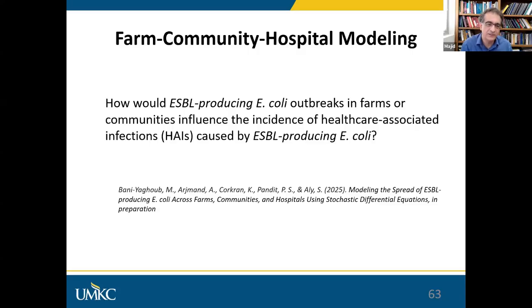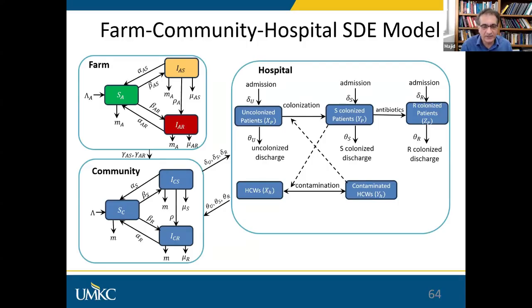So the question is, how would ESBL producing E. coli outbreaks in farms or communities influence the incidence of healthcare associated infections caused by ESBL producing E. coli? This is a diagram for the model that is basically showing how farm, community, and hospital can be connected to each other. We did not draw a connection between farm and hospital, despite other studies that show there is a weak connection, but we assume that that connection is negligible.